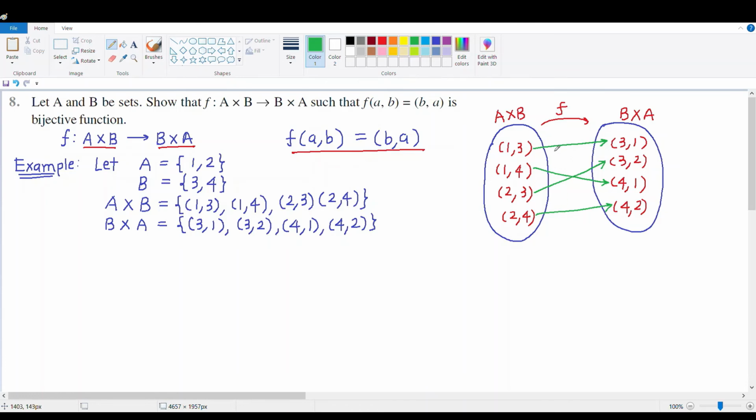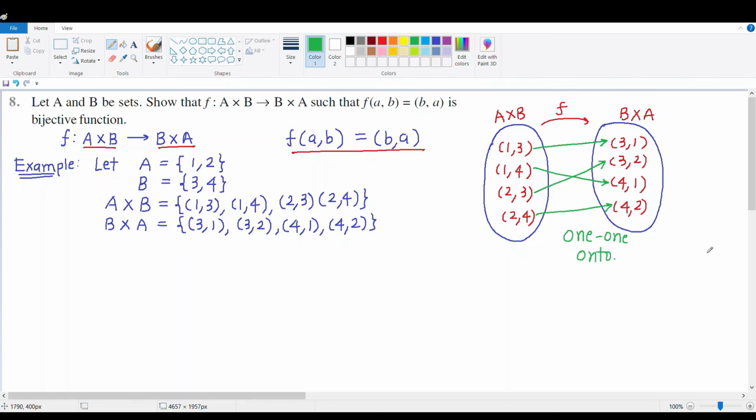So see, from this diagram we can literally see that the function is 1-1, because every input has a distinct output. So yeah, it is 1-1, and it's onto as well. Look at this B cross A, look at this codomain. Every element in this codomain is occupied with some pre-image from the domain, so it's onto as well. So we have done this with an example.